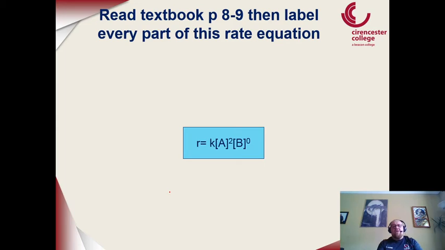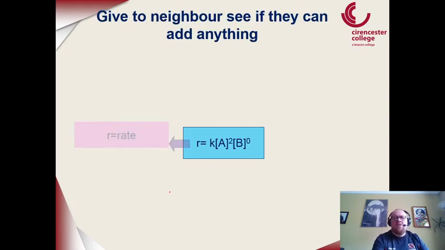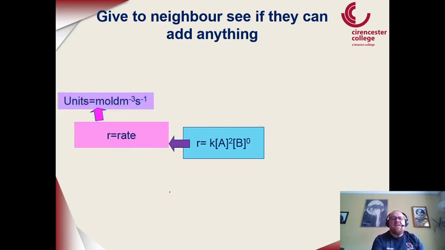Label the rate equation. Write it down and label it. I'm going to give you a moment to do that, but I am going to go through what you should be getting. Okay, so R is equal to the rate. So the rate is essentially what we calculate from experimental data. And in this case, the rate is moles per decimeter cubed per second. You think it's concentration divided by time, so it's always going to be moles per decimeter cubed per second.